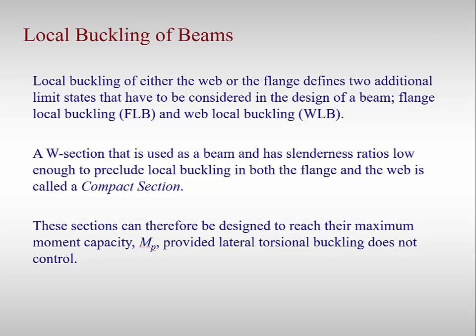A W shape that is not susceptible to local buckling, meaning its slenderness ratios do not exceed the slenderness limits, is called a compact section. Therefore, assuming lateral torsional buckling is not an issue, these compact sections can reach a moment capacity defined by the plastic moment M sub P. This ends Lesson 19 and Module 8.